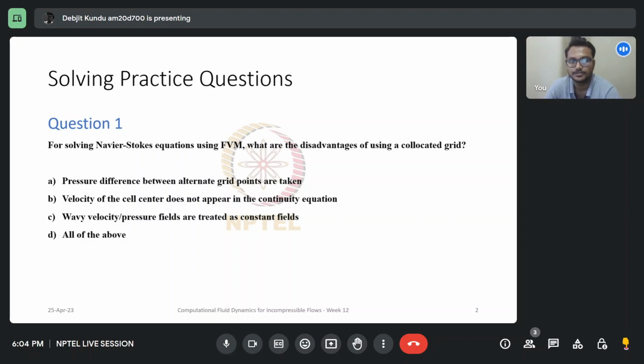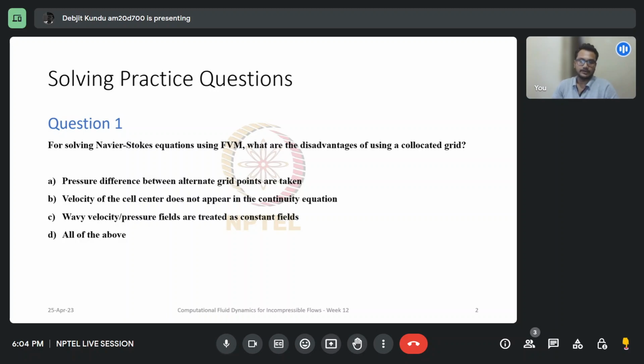So the first option is option A. Pressure difference between alternate grid points are taken. Option B. Velocity of cell center does not appear in the continuity equation. Option C. Wavy velocity or pressure fields are treated as constant fields. Or is it option D? All of the above.